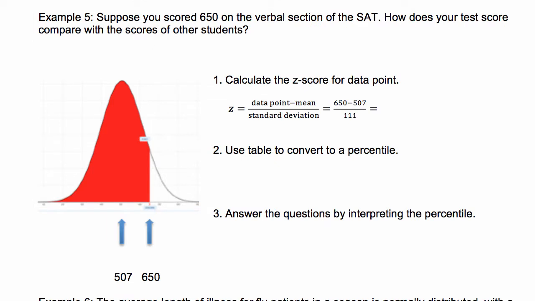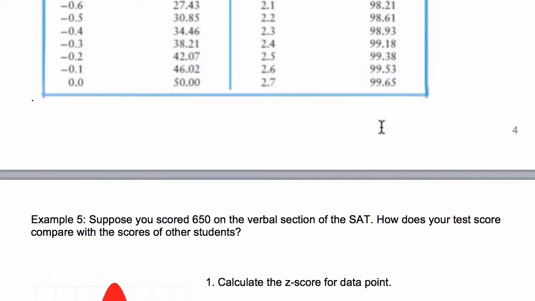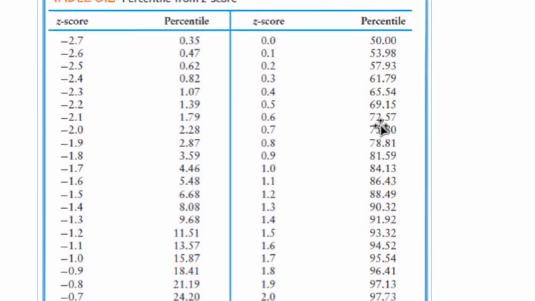When we substitute this in, we get the quantity 650 minus 507 divided by 111, which is approximately equal to 1.3. Now that we found the z-score for our data point, we could use table 6.2 above to find the percentile. Notice for a z-score of 1.3, the corresponding percentile is 90.32.